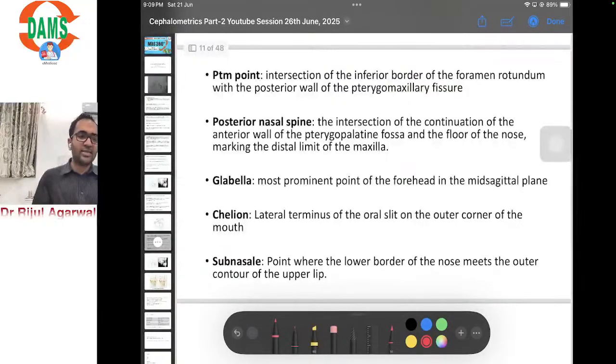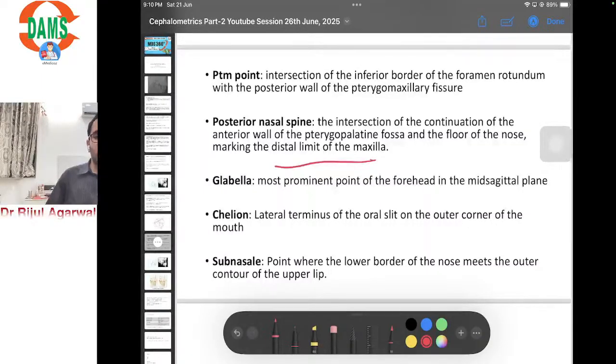PTM point or pterygomaxillary point is located at the intersection of the inferior border of the foramen rotundum and the posterior wall of the pterygomaxillary fissure. Posterior nasal point is the intersection of the anterior wall of the pterygopalatine fossa and the floor of the nose. It marks the distal limit of the maxilla.